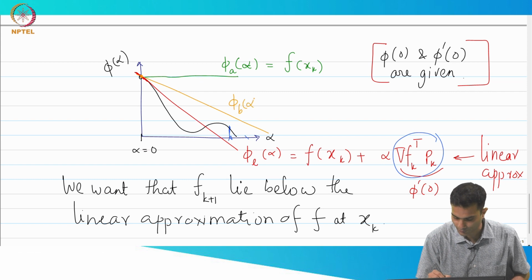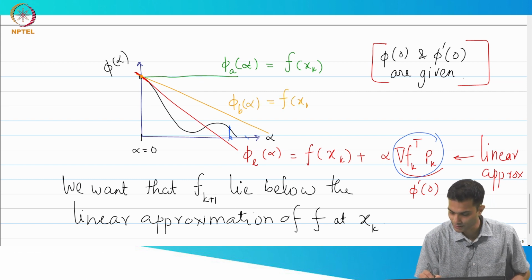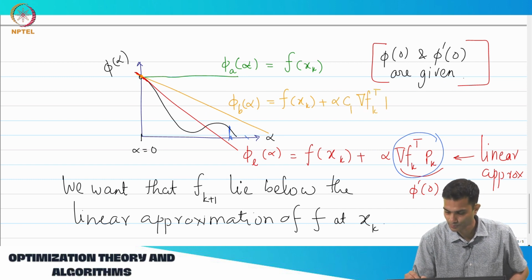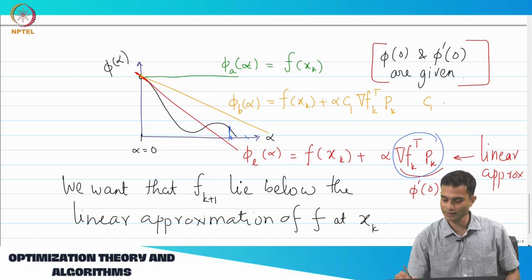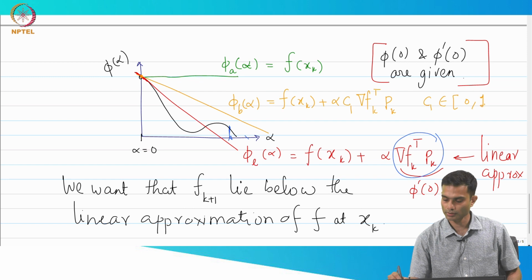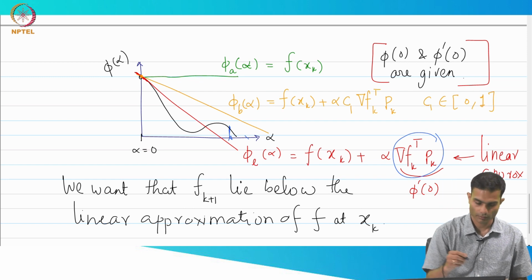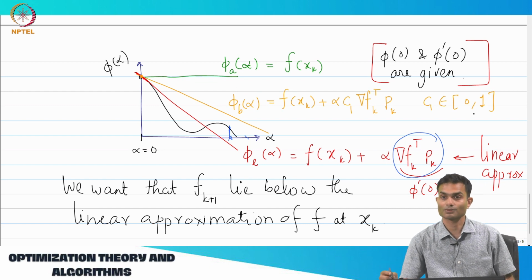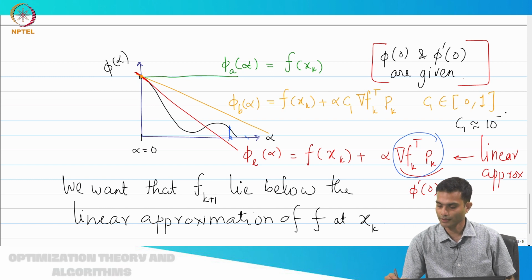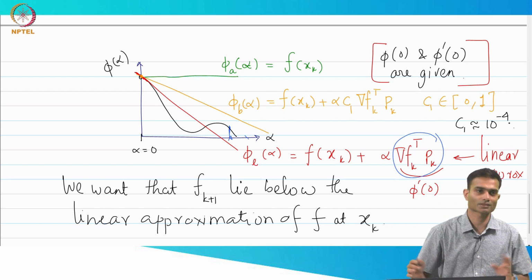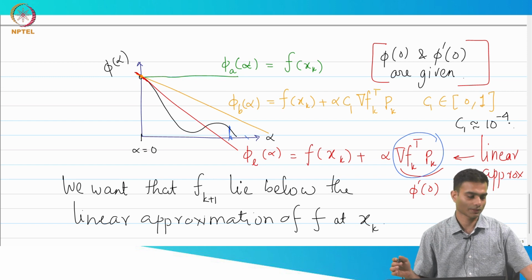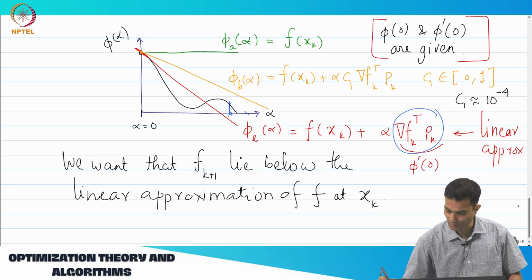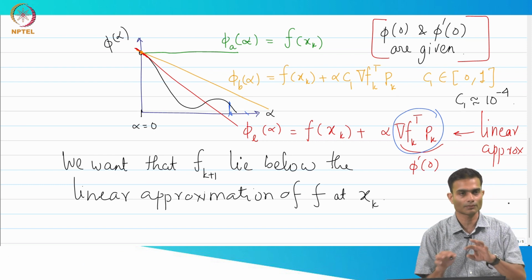So I am going to call this phi b of alpha, and that is going to be f of xk plus alpha C1 grad fk transpose pk, and I am going to say that C1 is some small number between 0 and 1. What people have found in practice is that C1 is actually quite a small number, often of the order of 10 to the minus 4. But this is just some number. There's no theoretical reason why it should be so small. You can think of this as a relaxation from the exact linear approximation.